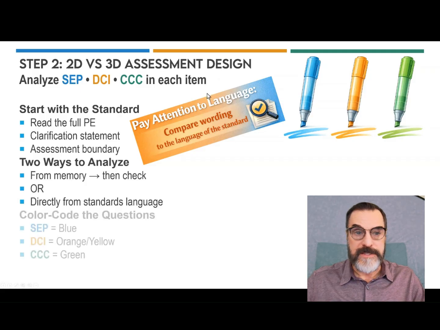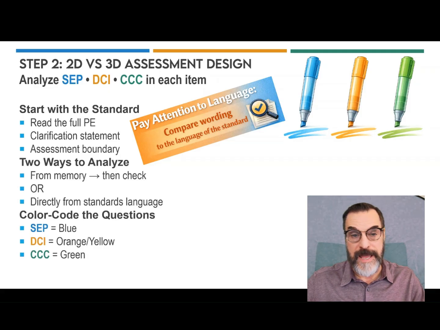As you analyze, color code each question to show how the SEP, the DCI, and the CCC are being assessed. And once again, look back to the standards. You'll often notice that questions emphasize practices or cross-cutting concepts more than the content, like we saw in previous versions of the Regents exam.